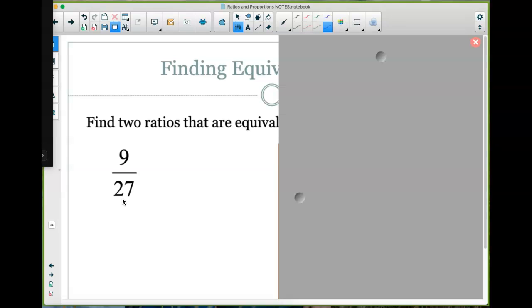Or try to get at least one. Here's some of the ones that I'm seeing so far. 3 to 9, 1 to 3, 18 to 54, 27 to 81.